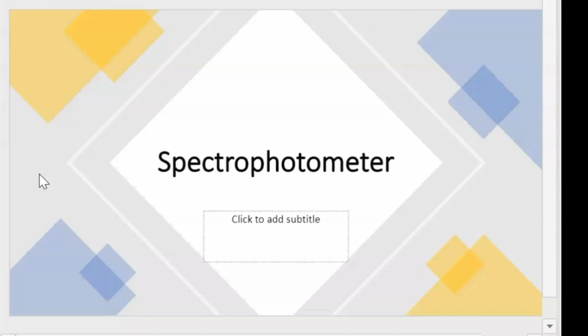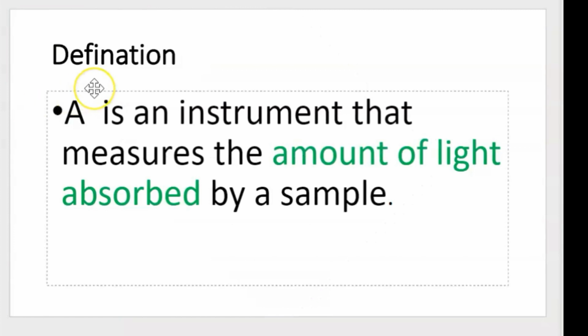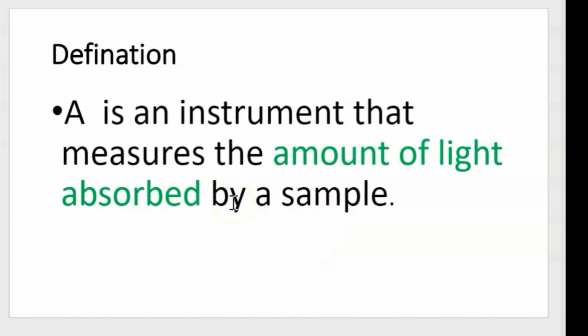Today you are going to learn an instrument that is the spectrophotometer. This is an instrument that is commonly used in many labs. The definition of spectrophotometer: it is an instrument that measures the amount of light absorbed by the sample. So it measures the amount of light absorbed from the sample.